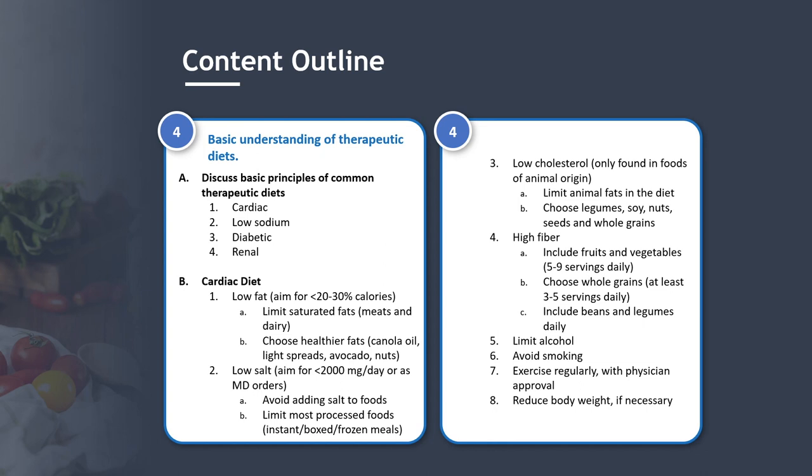High fiber. Include fruits and vegetables, 5 to 9 servings daily. Choose whole grains, at least 3 to 5 servings daily. Include beans and legumes daily. Limit alcohol, avoid smoking, exercise regularly with physician approval, and reduce body weight if necessary.